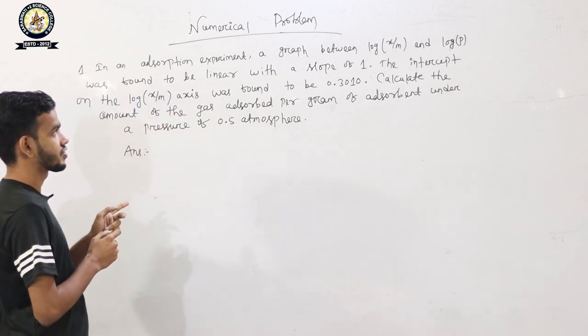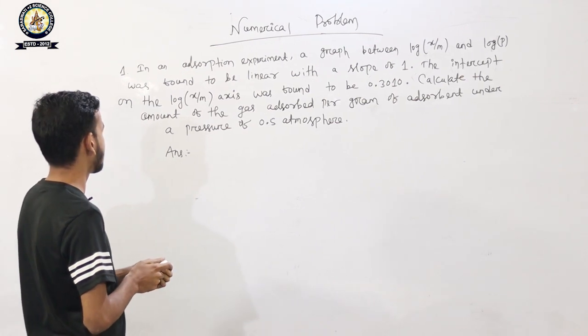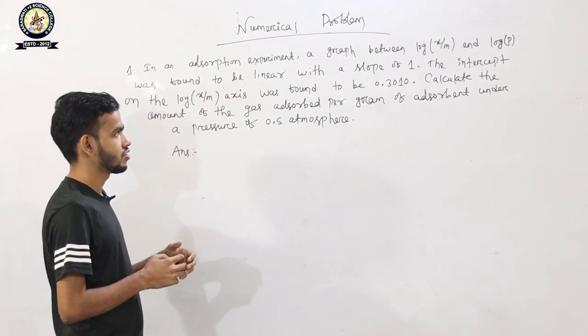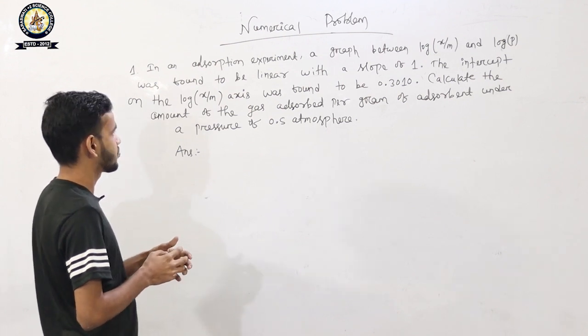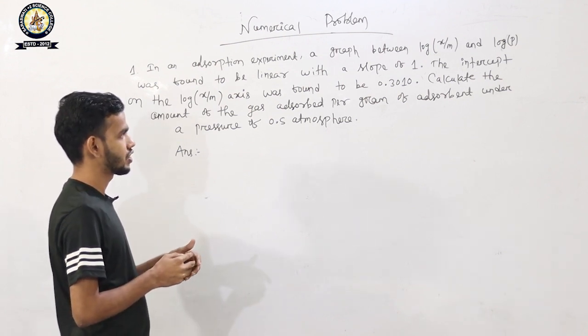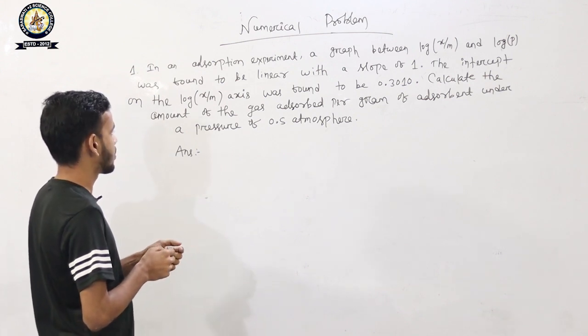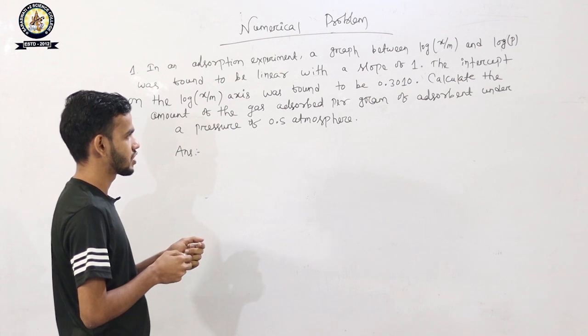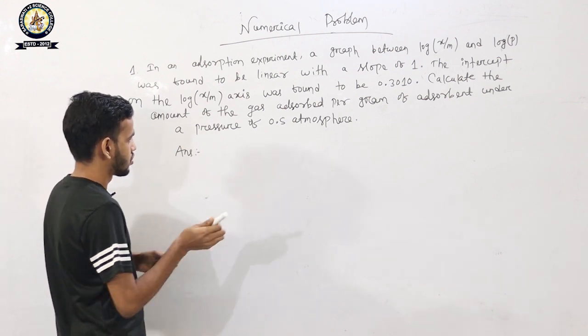In an adsorption experiment, a graph between log x/m and log p was found to be linear with a slope of 1. Here, the intercept on the log x/m axis was found to be 0.3010. So the question is, calculate the amount of gas adsorbed per gram of adsorbent under a pressure of 0.1 atmosphere.